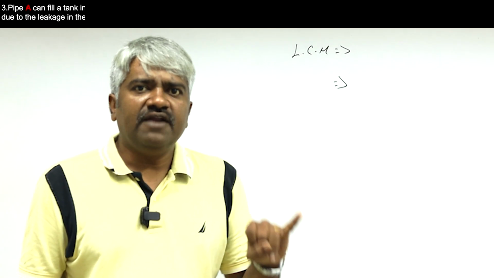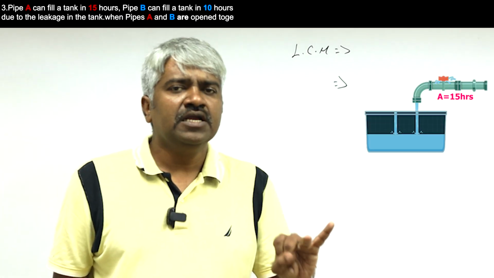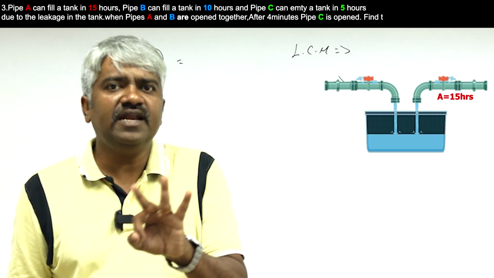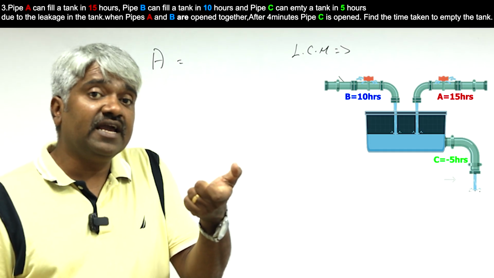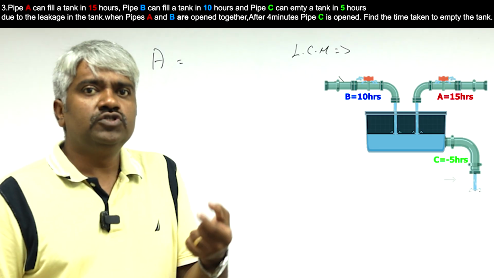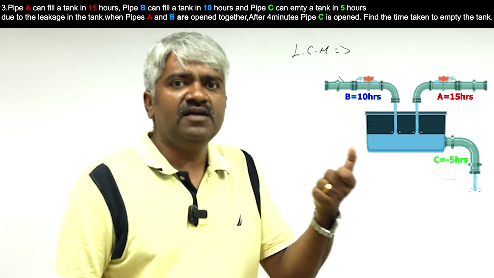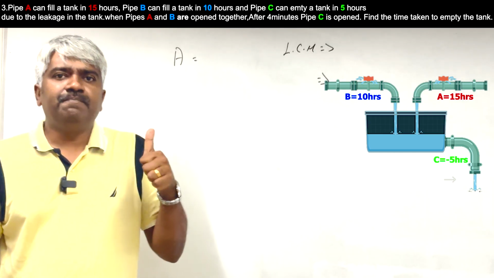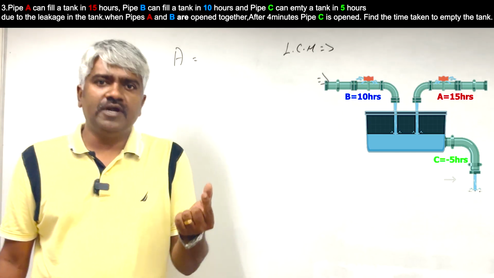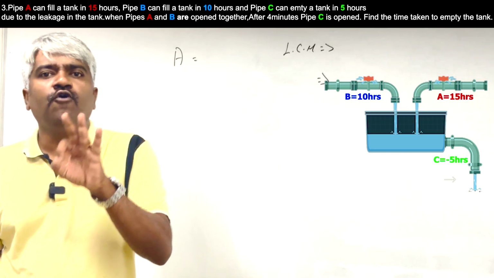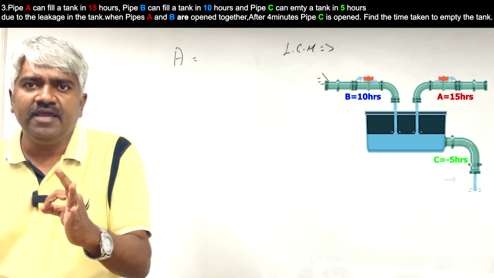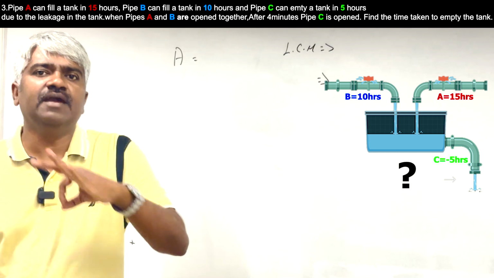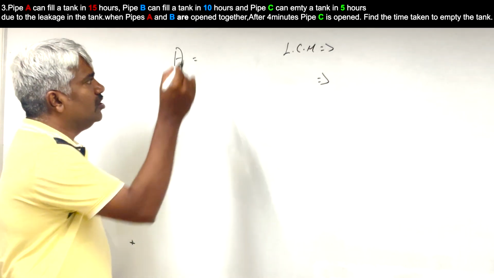Pipe A can fill the tank in 15 hours. Pipe B can fill the tank in 10 hours, whereas pipe C can empty the tank in 5 hours, because of the leakage in the tank. When pipe A and pipe B are open together, after 4 hours, pipe C is opened. In what time will the total tank get empty? Now I'll solve this one.